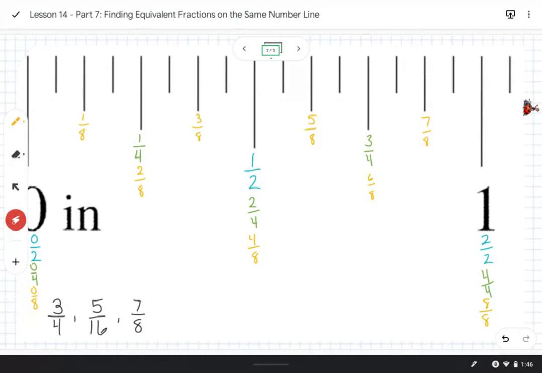More equivalent fractions are now appearing on our number line. We can see that 1/4 and 2/8 are equivalent. 1 half, 2 fourths, and 4/8 are all equivalent. 3 fourths and 6/8 are equivalent. We have one last set of lines to label. The shortest lines of all here on the number line.